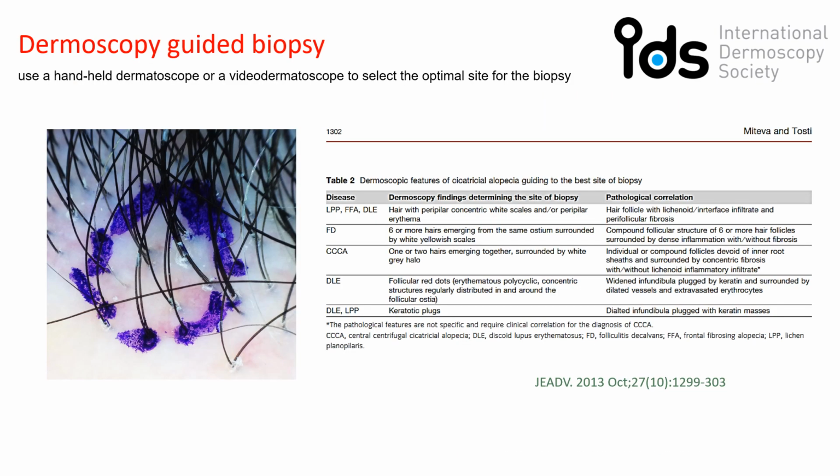It's very important to use the dermatoscope to select the optimal site for the biopsy, as you know that in scarring alopecia, biopsy remains the gold standard for making the diagnosis. Taking the biopsy from an optimal site allows the dermatopathologist to make a better clinicopathological correlation. It provides a better diagnostic yield. And this is a paper that discusses the optimal sites in the different conditions like lichen planopilaris, frontal fibrosing alopecia, lupus, folliculitis decalvans, central centrifugal cicatricial alopecia.